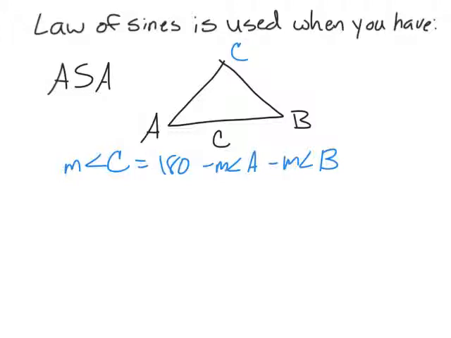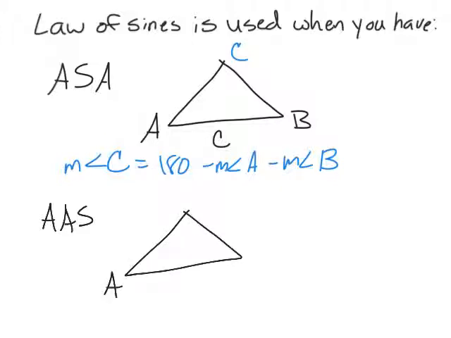For a similar reason, angle angle side will work, because if I have the two angles and a non-included side, I can use that directly to find side B, or I can again find angle C by subtracting, and I can always use it to find angle side.